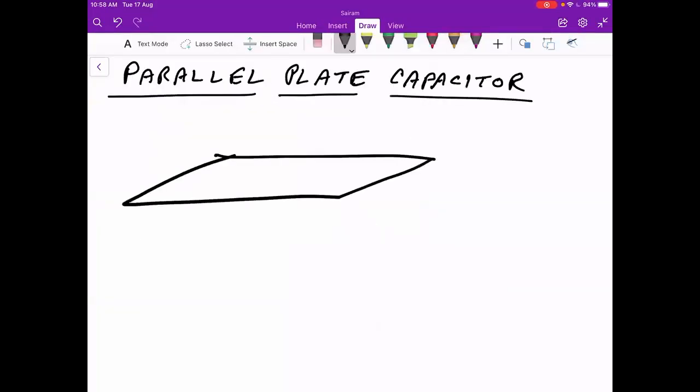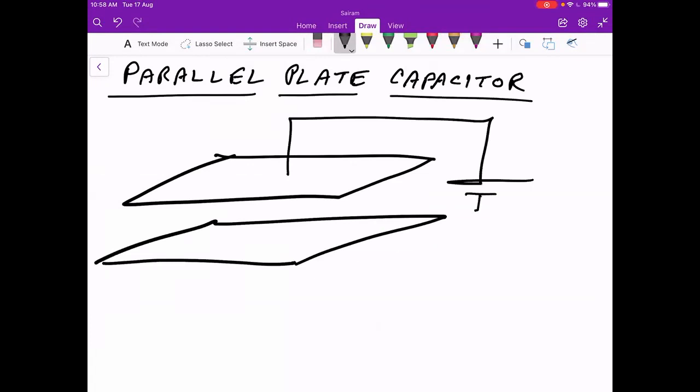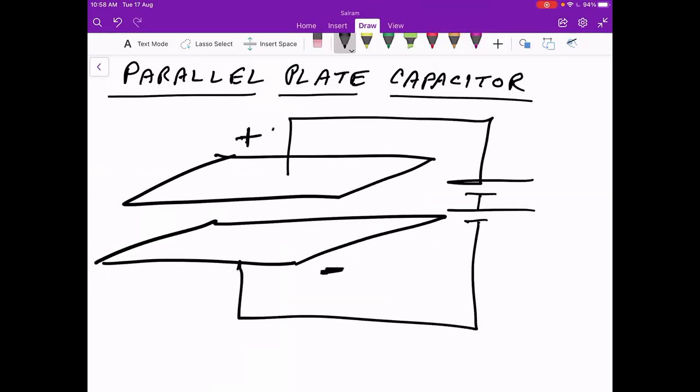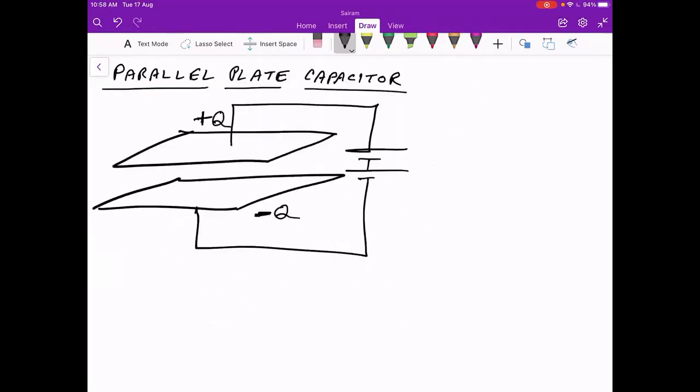A capacitor has two parallel plates placed on top of each other, connected to a battery somewhere. Now, you might want to know what is the capacitance of a parallel plate capacitor.